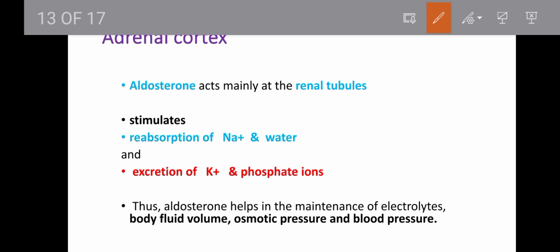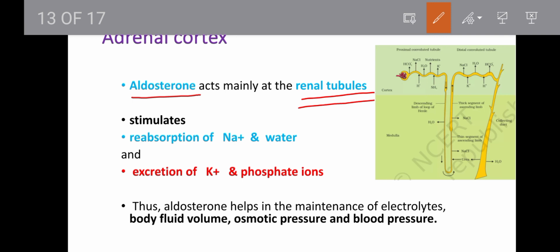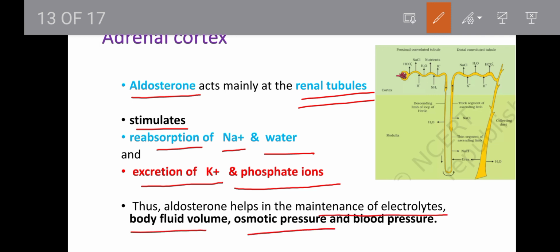Aldosterone. Aldosterone acts mainly at renal tubules, that is nephrons. Aldosterone stimulates reabsorption of sodium and water. So aldosterone stimulates reabsorption of sodium ions and water, while it stimulates excretion of potassium and phosphate ions. Thus, aldosterone helps in maintenance of electrolytes, body fluid volume, osmotic pressure, and thus it also maintains blood pressure.